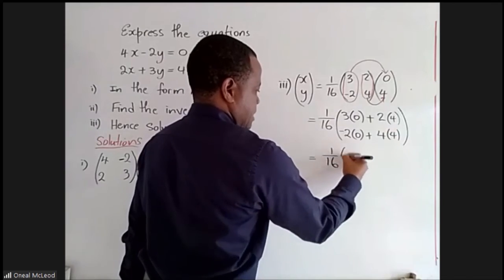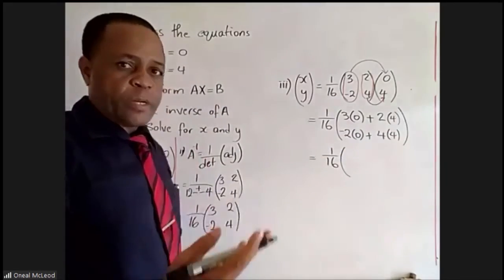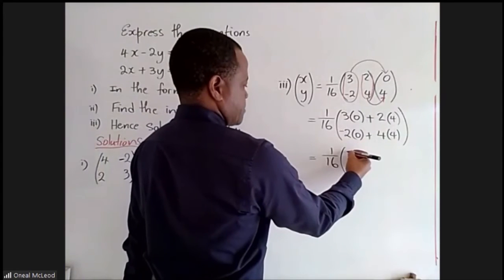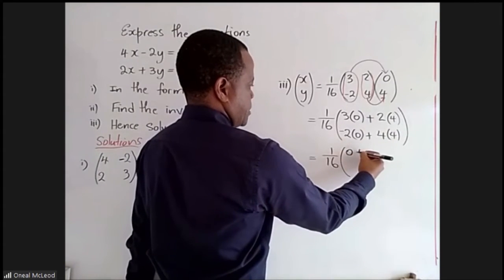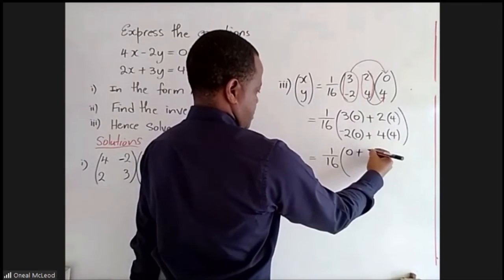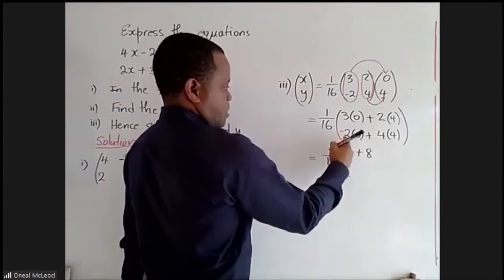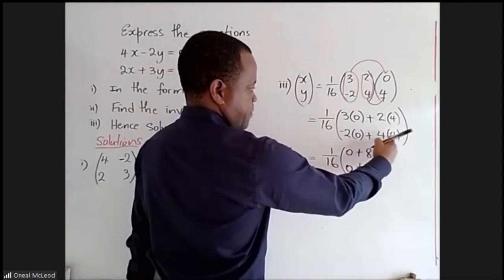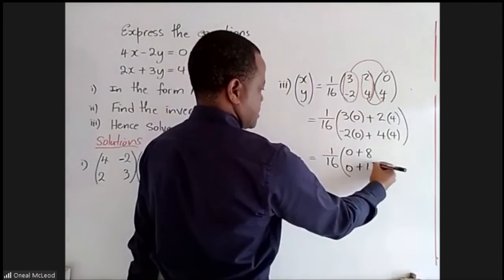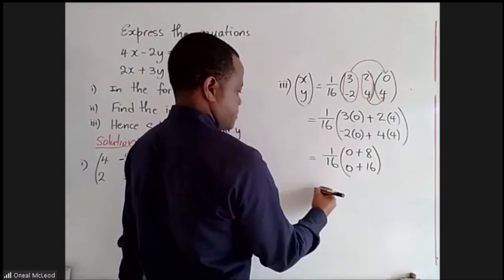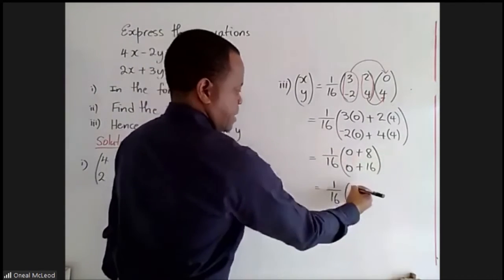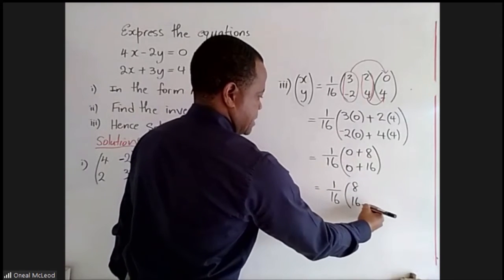So we have our 1/16. Let us now work out what is inside of our bracket. So it's 3 times 0 will give us 0 plus 2 fours will give us 8. -2 times 0 will give us 0 plus 4 times 4 will give us 16. So 1/16 of 8 and 16.